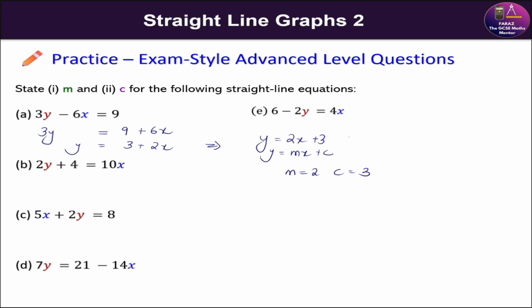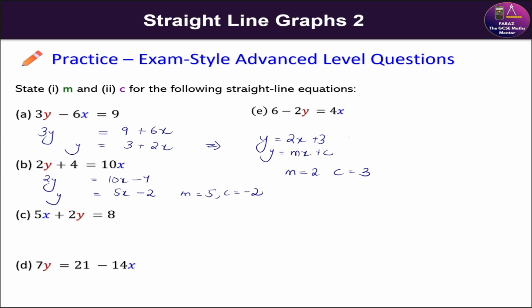Pause the video and try part B by yourself. Alright, let's do part B now. 2y plus 4 equals 10x. Let's subtract 4 on both sides. So it will give you 2y plus 4 minus 4 will be 0 there, equals 10x minus 4. And then divide by 2 on both sides. You will get y equals 10 divided by 2 is 5, 5x minus 4 divided by 2 is 2. So it means that m equals 5 and c equals minus 2.